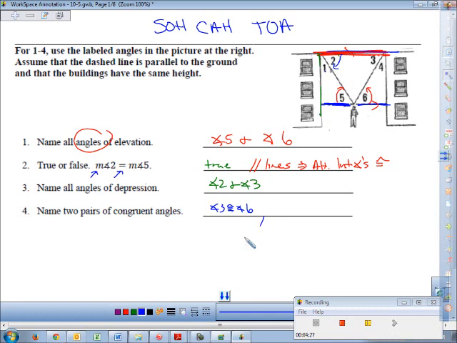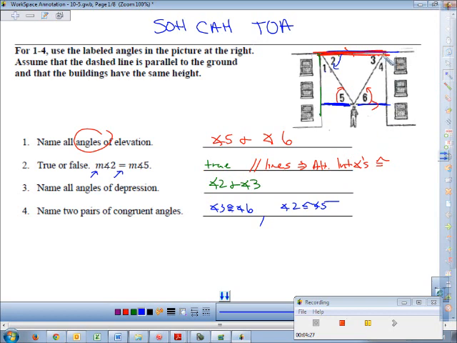There's one pair. Give me another pair. Angles 2 and 5, we've already discussed that. Is there anything else that we could have chosen besides angle 2 and angle 5? 5 and 6. Why? Prove it to me.